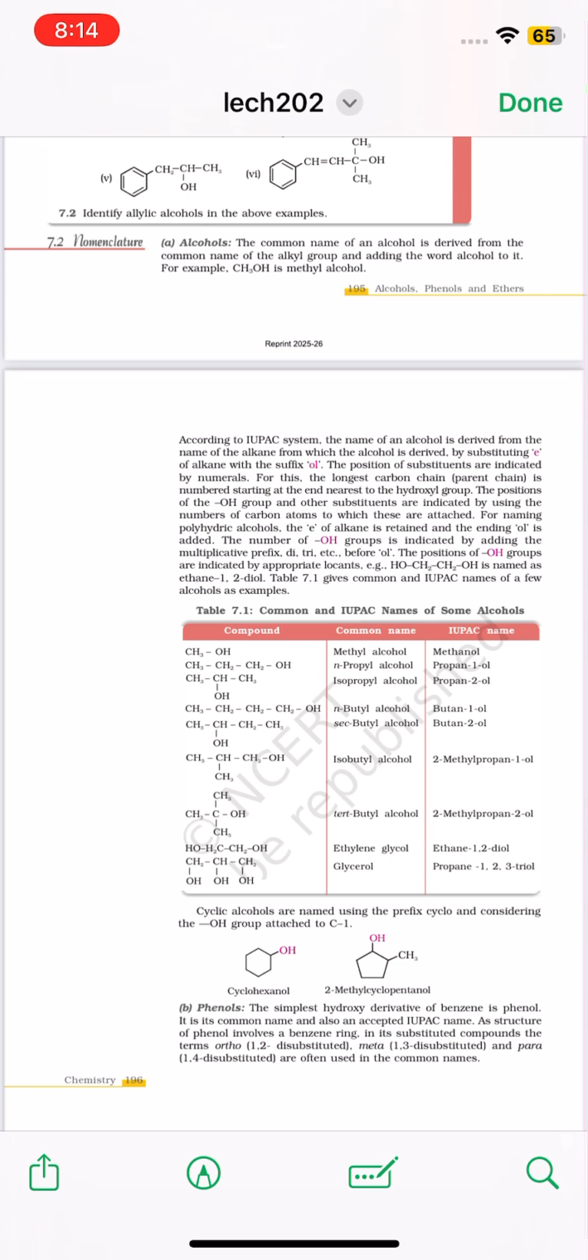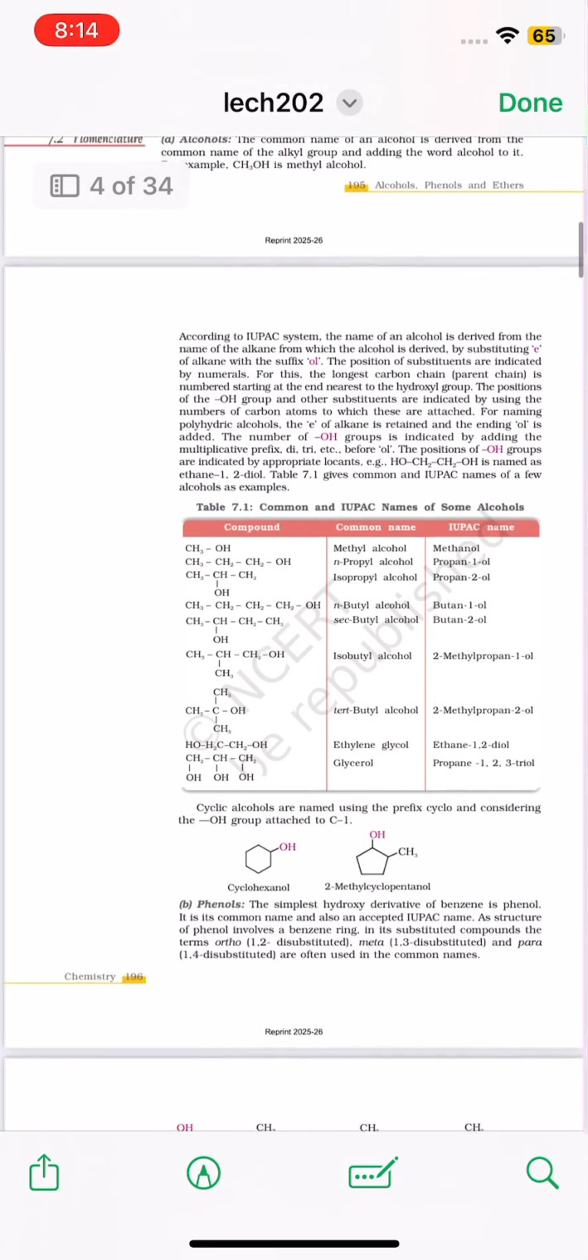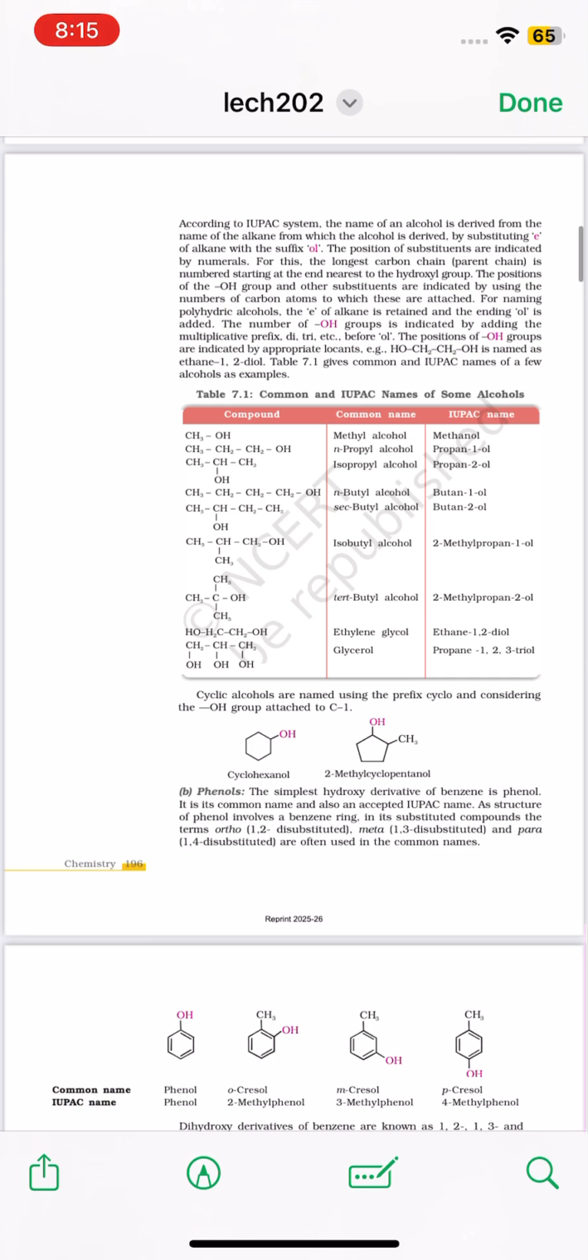For this, the longest carbon chain, the parent chain, is numbered starting at the end nearest to the hydroxyl group. The positions of the OH group and other substituents are indicated by using the number of carbon atoms to which they are attached. For naming polyhydric alcohols, the e of alkane is retained and the ending ol is added. The number of OH groups is indicated by adding the multiplicative prefix di, tri, etc. before ol. The positions of OH groups are indicated by appropriate locants.